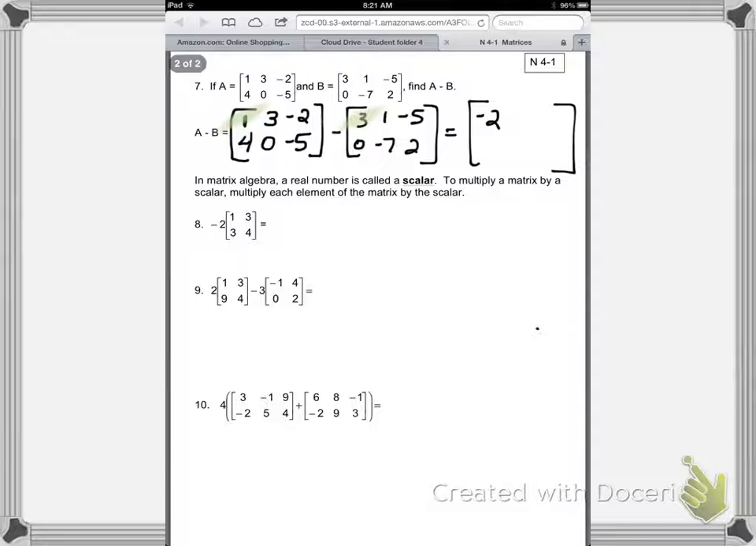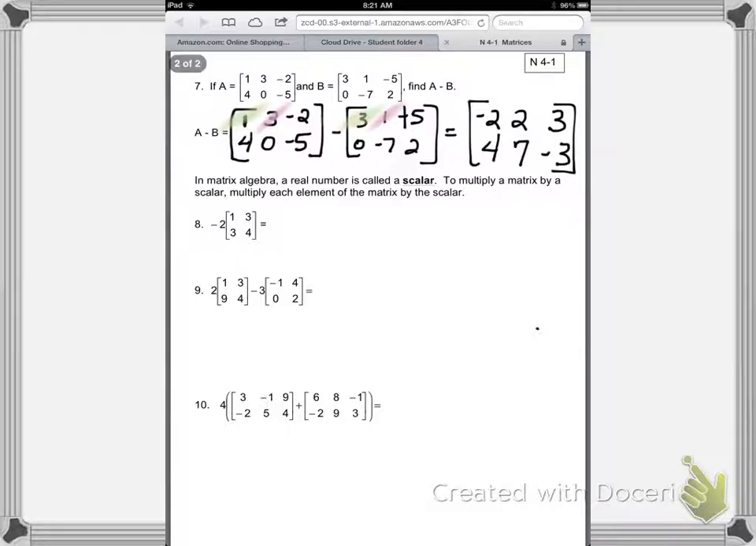Then I'm going to go on and do another. So I have 3 minus 1, and that's going to be positive 2. Negative 2 minus a negative 5: minus a negative 5 is going to make that plus 5, so negative 2 plus 5 will be positive 3. 4 minus 0 is 4. 0 minus a negative 7, minus a negative makes that plus, so that's positive 7. And negative 5 minus 2 will be negative 7.